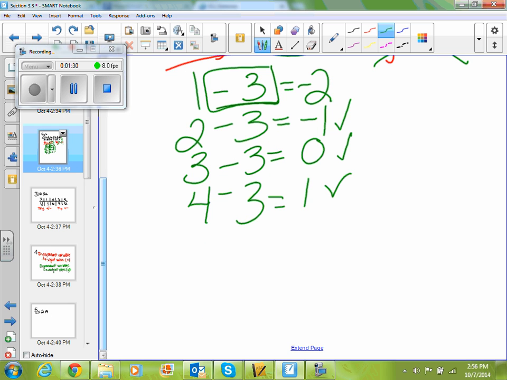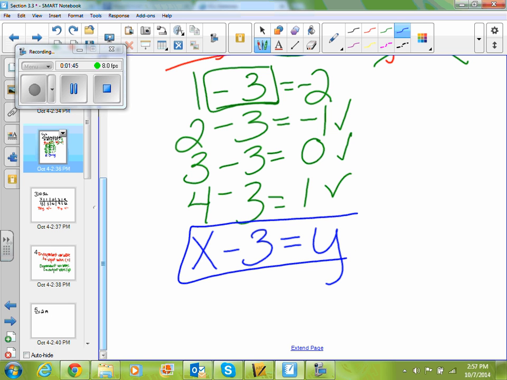No, you can do it in your head. So then if we're going to write this as an equation, we start with our x value, right? We always start with our x value. Then we subtracted 3 from that x value, and that gave us our y value. So our function rule would be x minus 3 equals y.